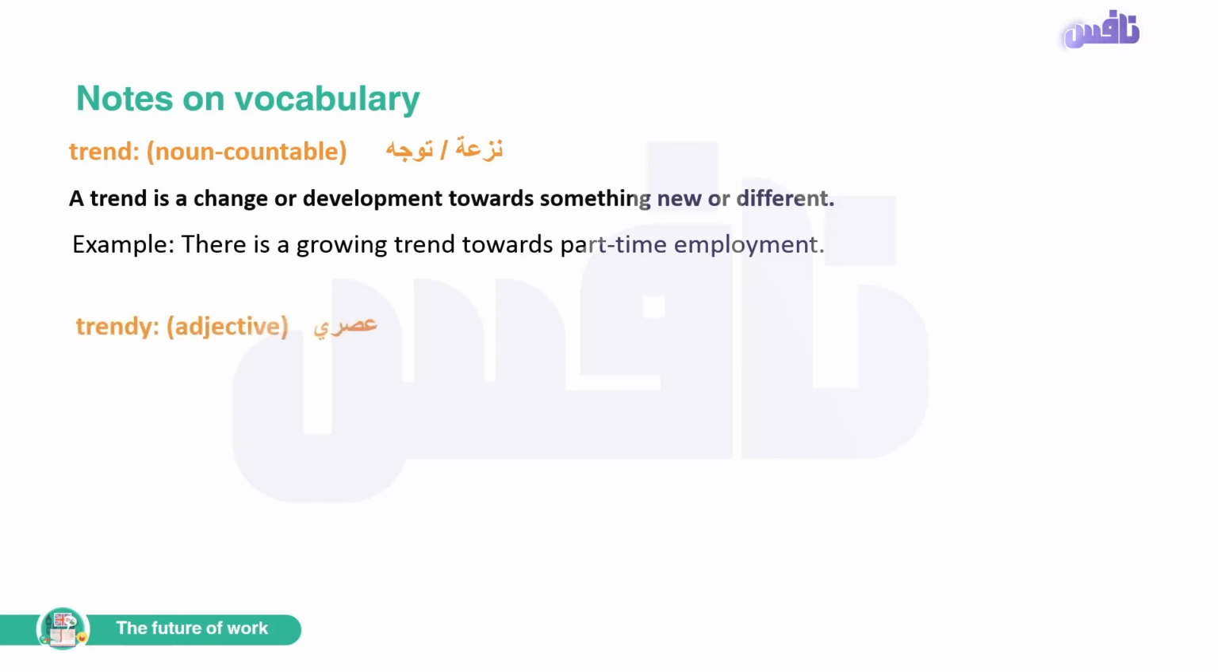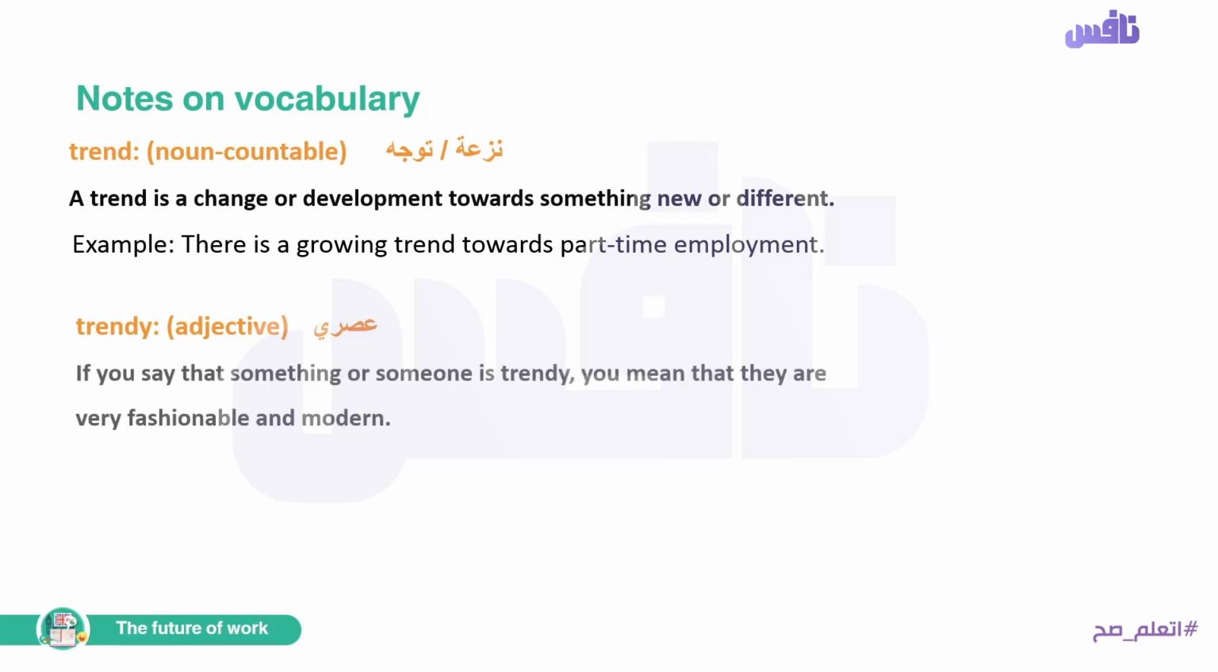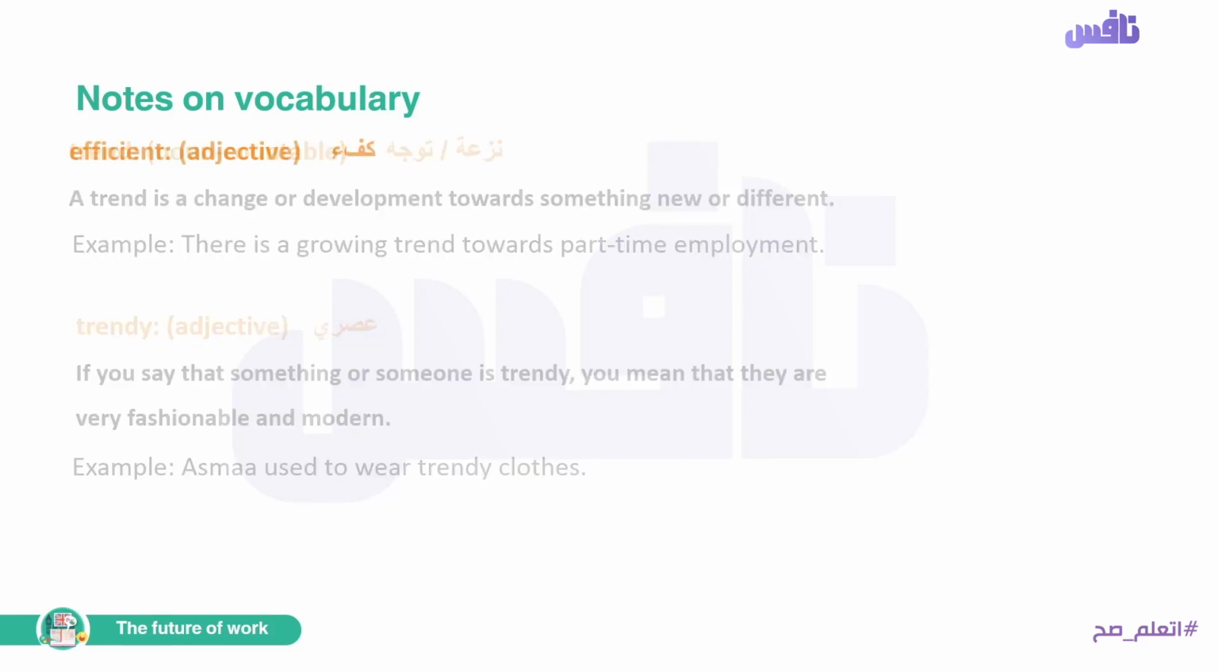عندنا كلمة trendy. Trendy is an adjective. It means عصري. If you say that something or someone is trendy, you mean that they are very fashionable and modern. لو انت قلت على حد ان هو trendy معناه ان هو fashionable يعني يلبس على الموضة او modern حديث. في الإكزامبل بيقول لنا أسماء used to wear trendy clothes. أسماء اعتادت أن ترتدي ملابس عصرية.